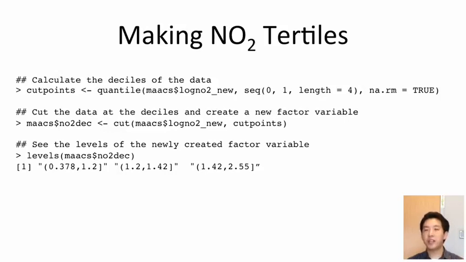And so what the cut function does is it just returns a factor variable where each of the original data points is replaced by its category in terms of which tertile it's in, so the low, the middle, or the high tertile. So it's a very handy function for when you're using things like lattice or ggplot and you have to categorize continuous variables. So now you can see the levels of this variable. The cut variable has 3 different levels, 0.378 to 1.2, 1.2 to 1.42, and then 1.42 to 2.55. So those are the 3 categories that I've split the NO2 variable into.